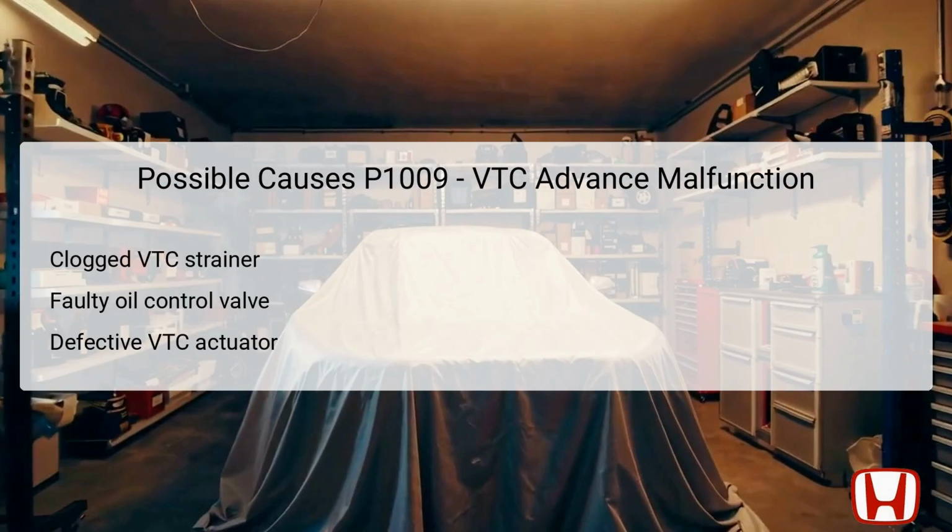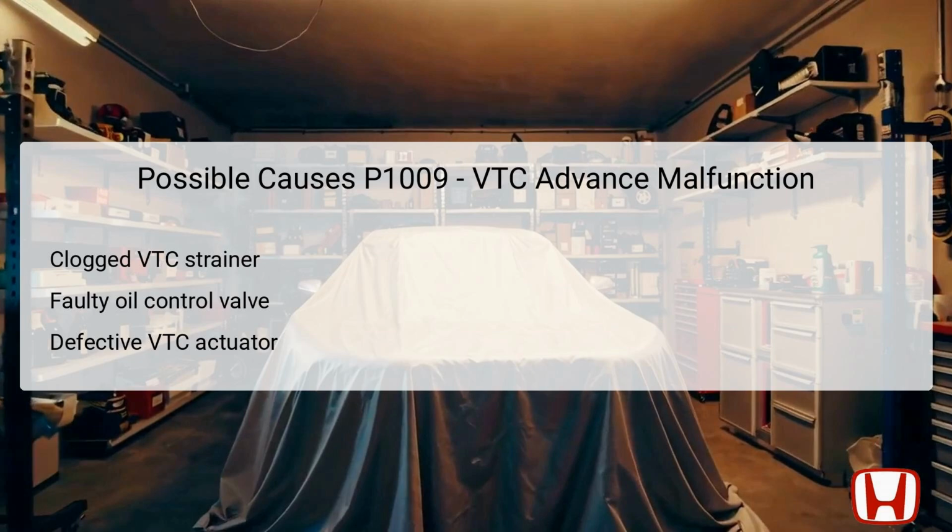Several factors can lead to DTC P1009 being triggered in a Honda Civic. A clogged VTC strainer is one common cause. When the strainer becomes obstructed by debris or contaminants, it restricts oil flow necessary for the VTC system to operate correctly. A faulty VTC oil control valve can also lead to this malfunction.